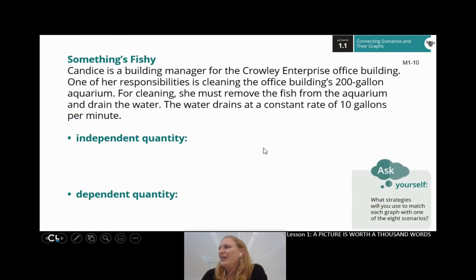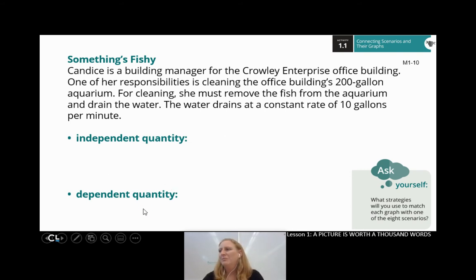All right, next scenario. Candace is a building manager for the Crowley Enterprise office building. I like that this is called something fishy. One of her responsibilities is cleaning the office building's 200-gallon aquarium. That's so big. For cleaning, she must remove the fish from the aquarium and drain the water. The water drains at a constant rate of 10 gallons per minute.